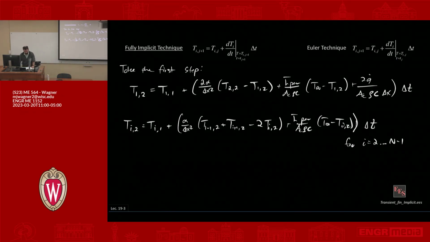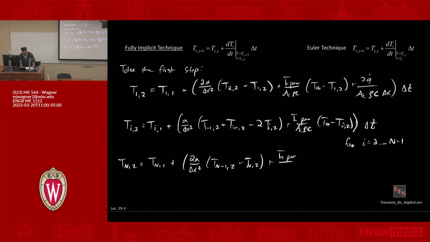And then the last node would be similar. It's just Tn,2 is equal to Tn,1 plus 2 alpha over delta x squared times (Tn-1, time node 2, minus Tn,2), plus h bar perimeter over A_c rho C times (T infinity minus Tn,2), all of that times time step delta t.